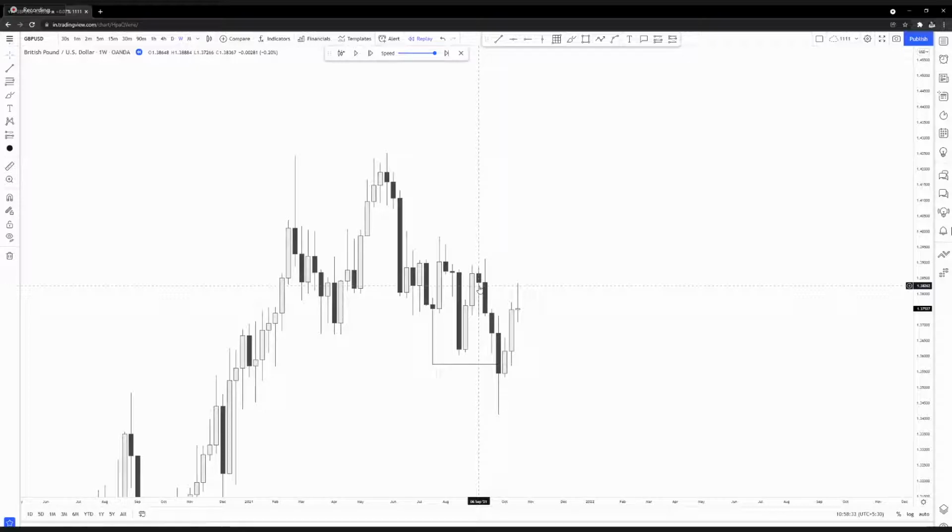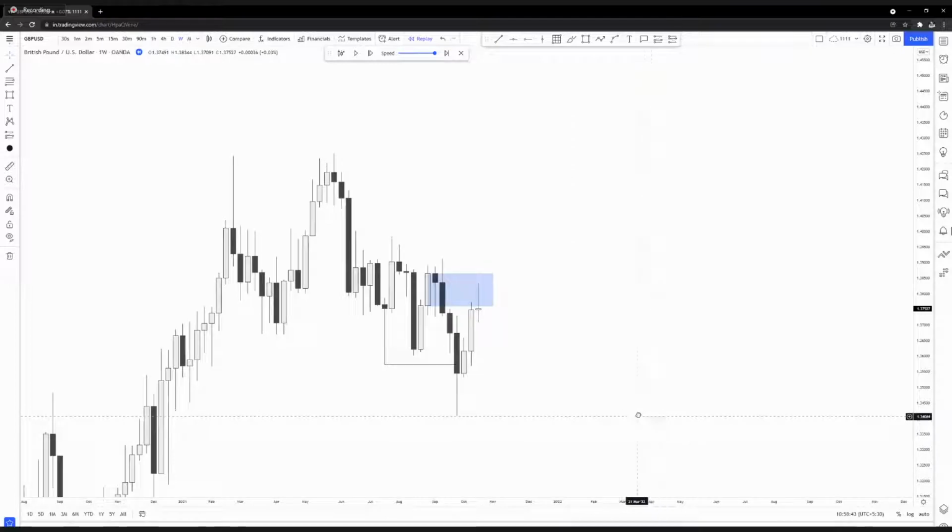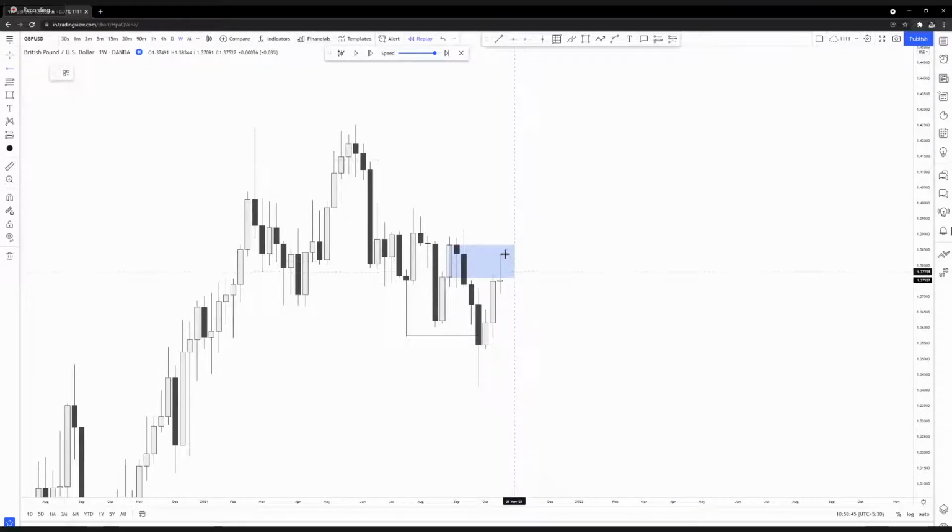And then what do I want to see? Where are we currently at? We are inside of a weekly supply, or a weekly order block. See that? We are inside of that. So what can I expect the next week? We can expect sells until at least this imbalance gets filled.